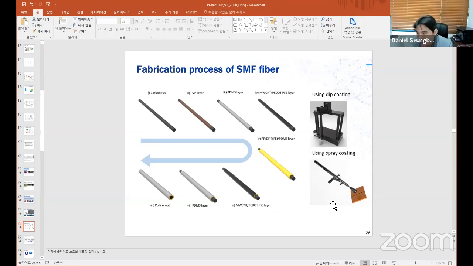Now, you can see the process flow here. So you can see it starts from carbon rod. This is really the sharp pencil that I mentioned, going PVP layer, PDMS, multi-wall CNT, and so on and so forth to make our final structure where you have hollow fiber, which is both bendable and stretchable.